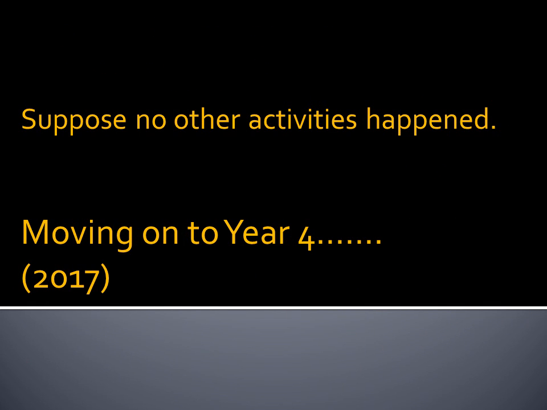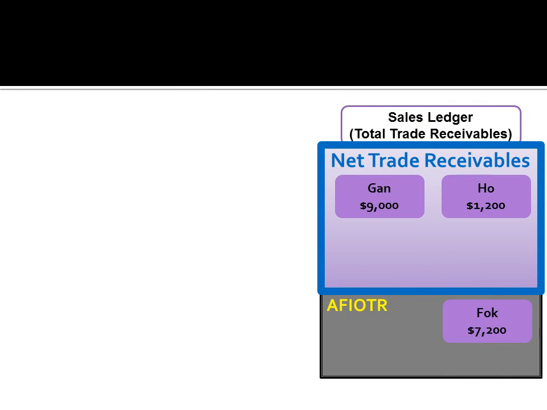So if nothing else happened at the end of the 3rd year, we will move on to the 4th year with whatever balances were brought forward. So the business now had owings from 3 customers, one of whom had been blacklisted, and the story will continue from here on.